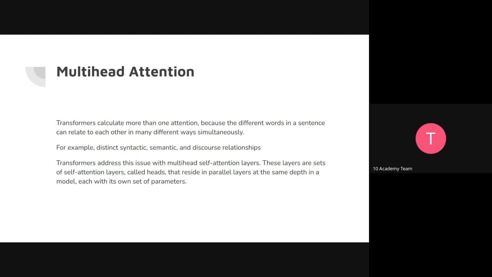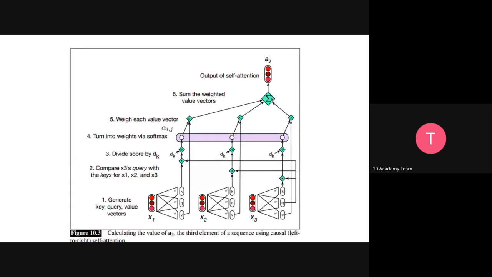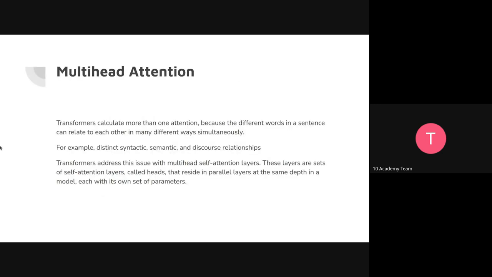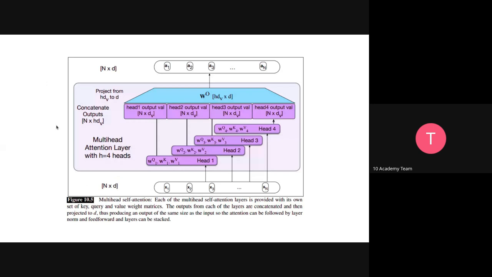My output representation of a particular word is going to depend on the other words in the same sequence, but in different ways, measuring different kinds of relationships. So I'm just repeating this with different weights and in different layers. That's how I get multi-head attention. Okay, so this is how it looks.